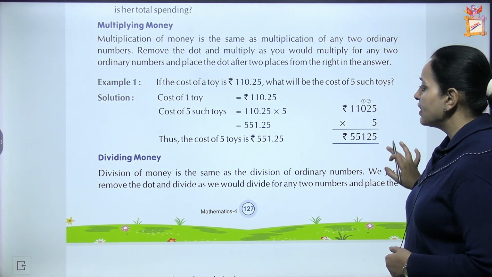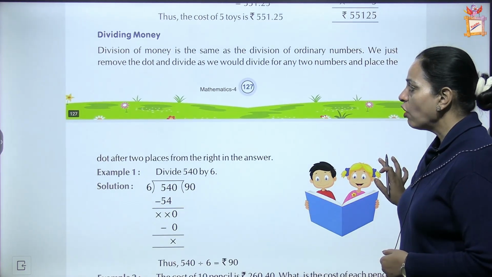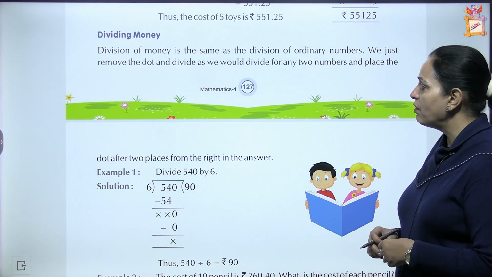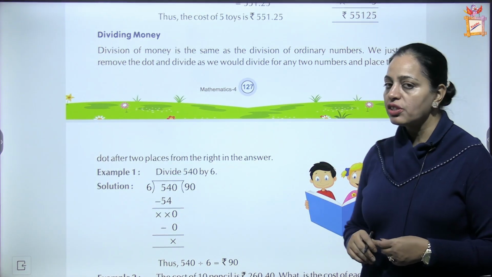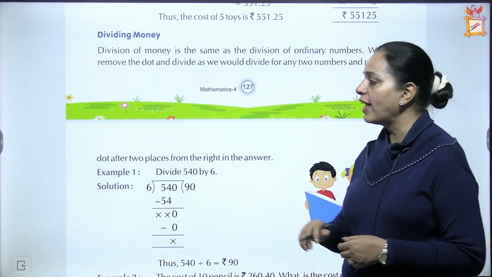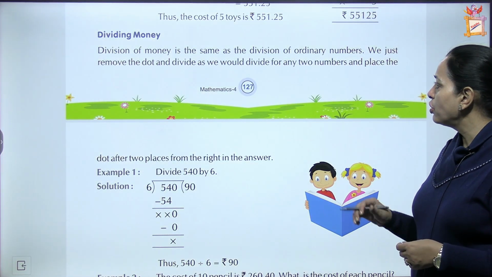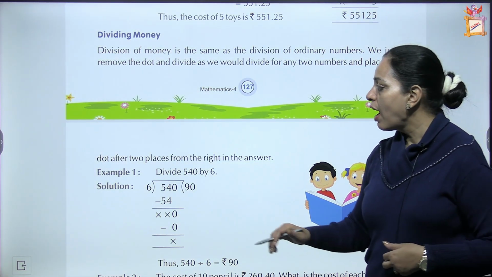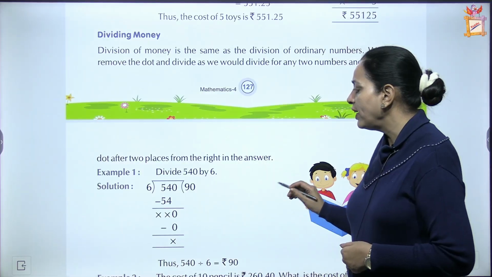Now the next is dividing money. Division of money is the same as the division of ordinary numbers. We just remove the dot and divide as we would divide for any two numbers and place the dot after two places from the right in the answer.